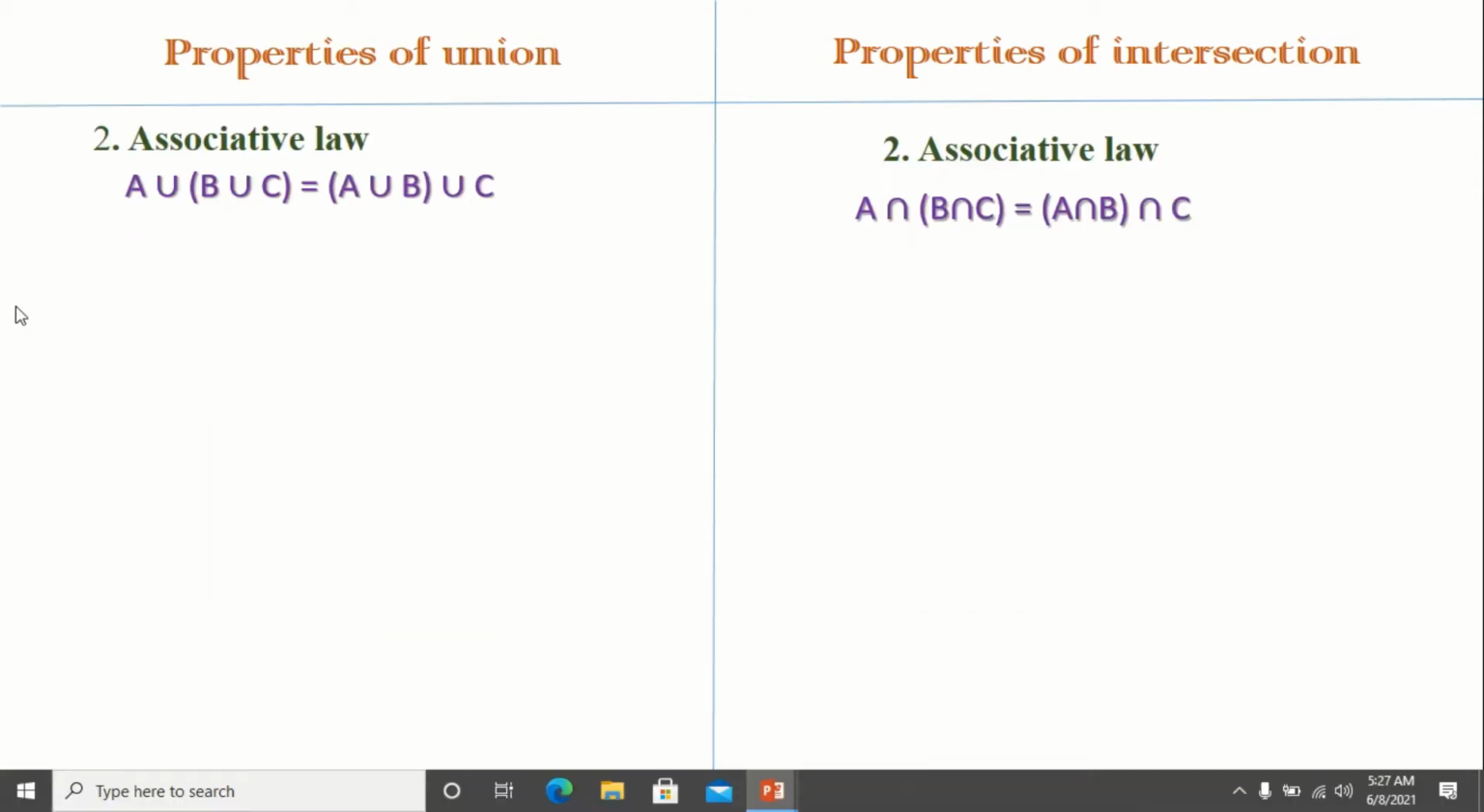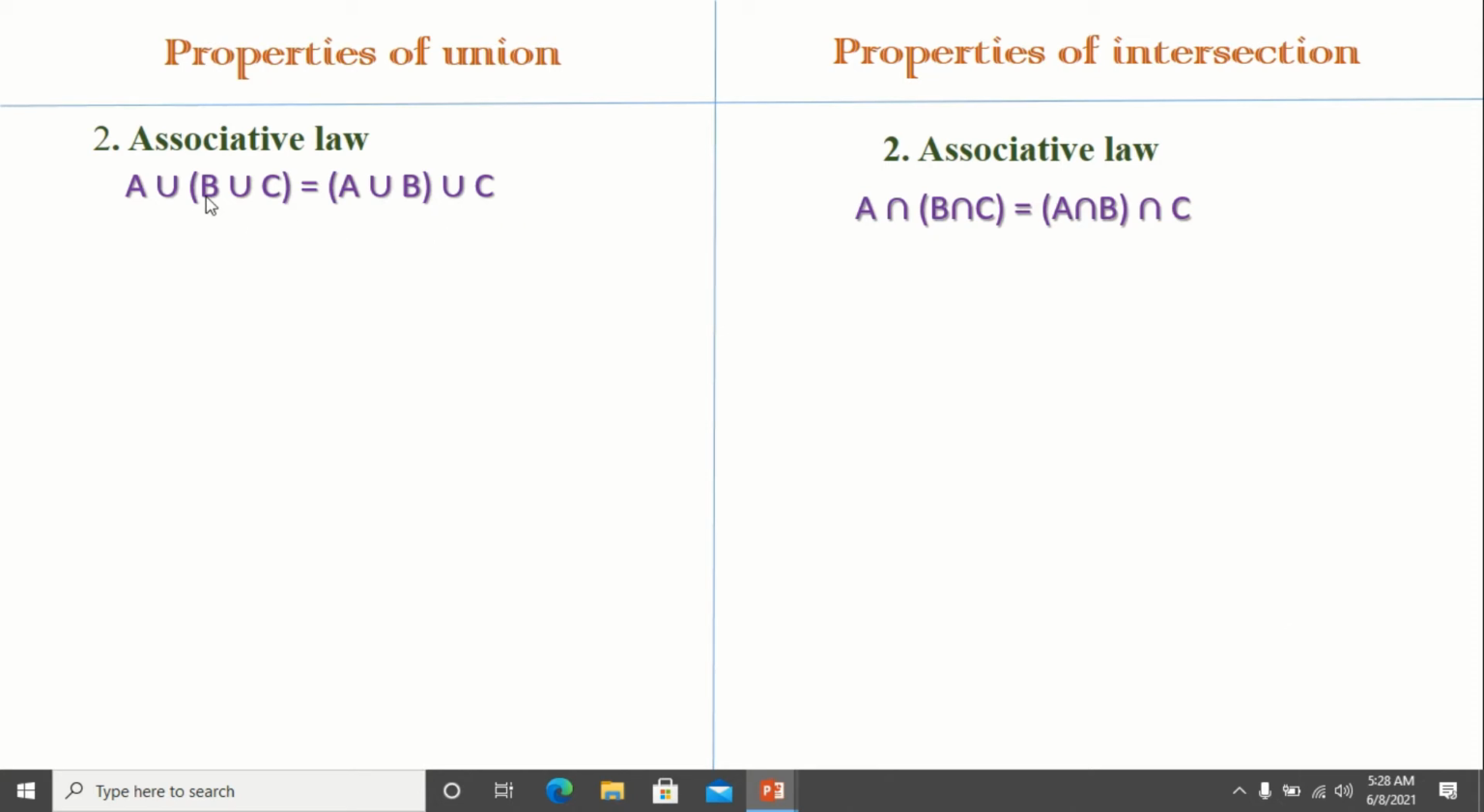The next one is the associative law. In the associative law, changing the place of parentheses will not affect the net result. The associative law states A union (B union C) is equal to (A union B) union C. On the left hand side, the parenthesis is given for B union C, and on the right hand side, the parenthesis is given for the set A union B. But both are one and the same.